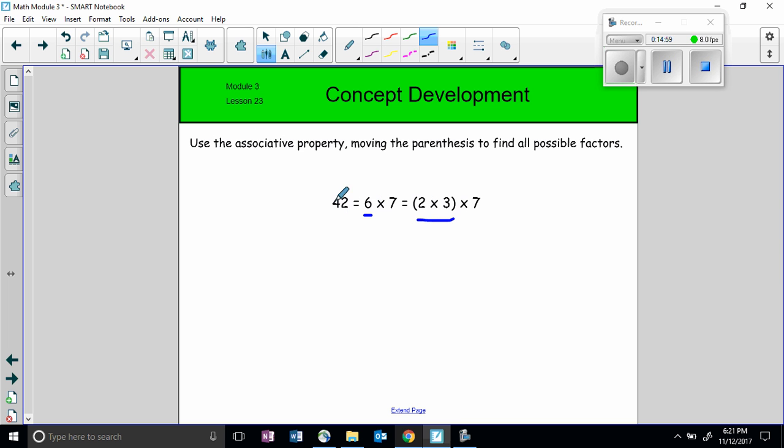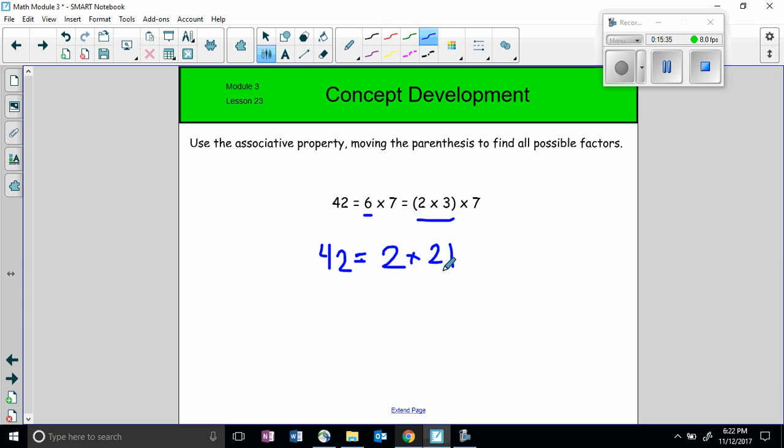So what this is saying is 42 equals 6 times 7. But I know I can break that 6 down because it's a composite number into 2 times 3. So that's it. There are no more for this one. But I can do 42 equals 2 times something. Because it's an even number, it has to be by 2. Let's try 2 times 21.